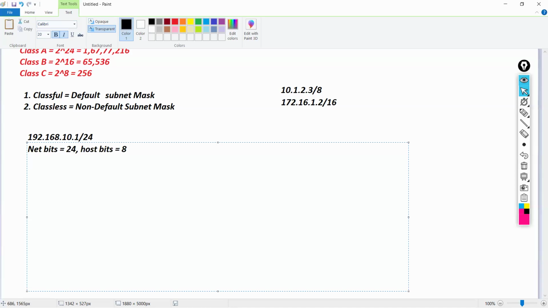Now, according to this, we know that in the subnet mask, network bits we write with 1, host bits we write with 0. All the ones on the left, all the zeros on the right. So that means how many ones do I have to write? 24. And how many zeros will I write? 8. So I'll say my subnet mask from here will be what?